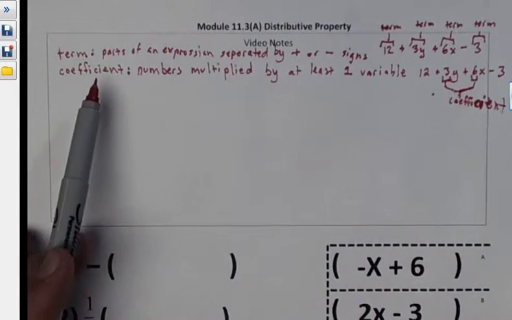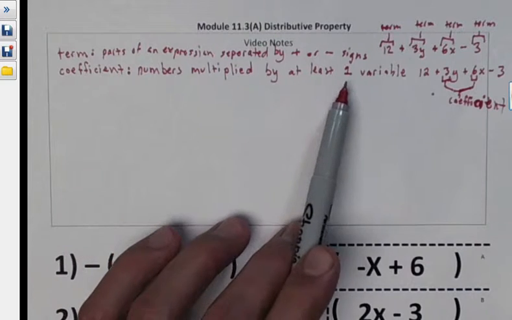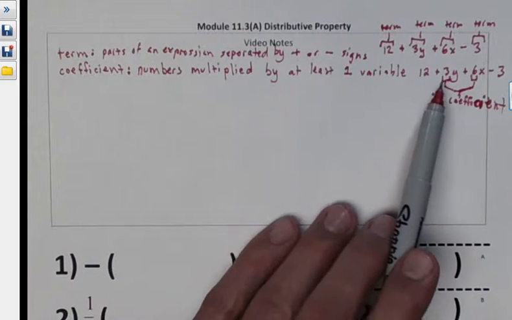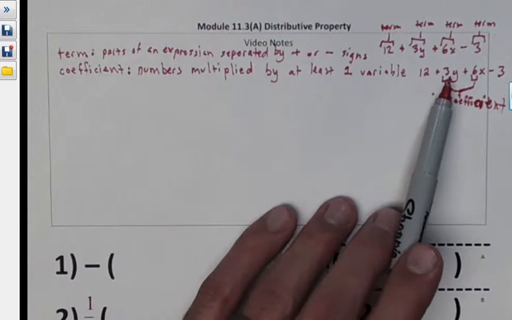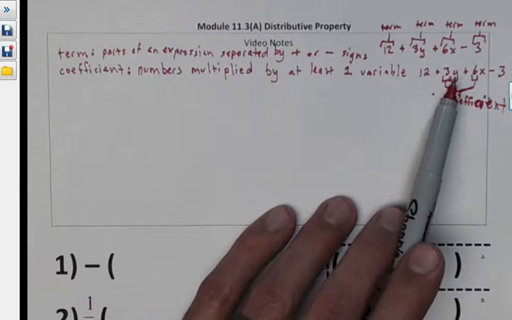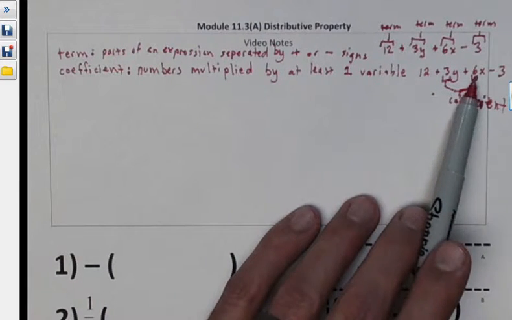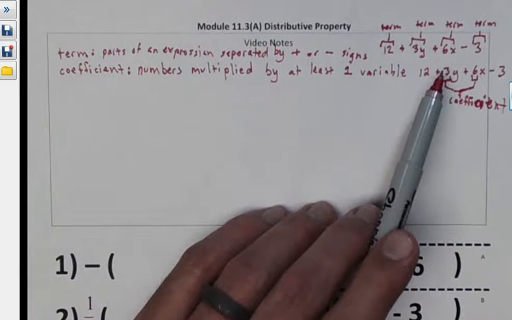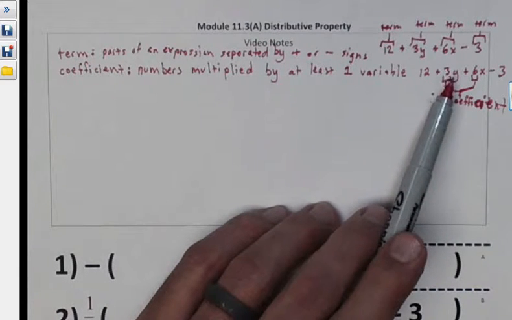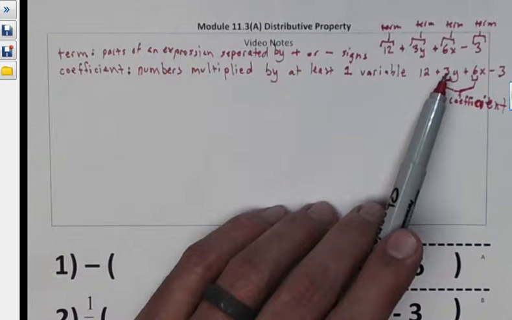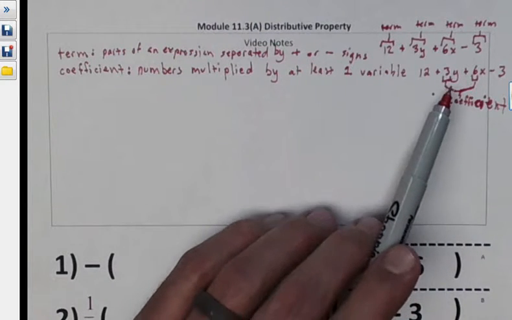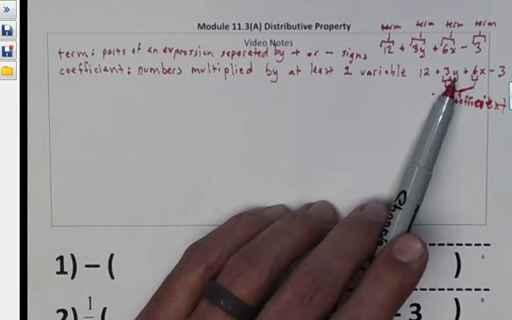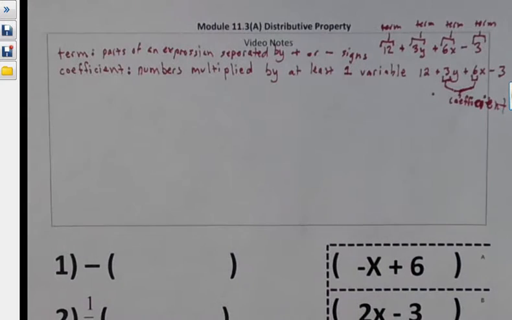The coefficients are numbers multiplied by at least one variable. Okay, so in this expression, same expression, 3 is a coefficient because it's multiplied by y, and 6 is a coefficient because it's multiplied by x. What we notice about the coefficients is that there isn't a multiplication sign. You just have to know that when a number is next to a variable, that means multiplied by. So whatever y is, we're going to multiply it by 3. And that's considered a coefficient.